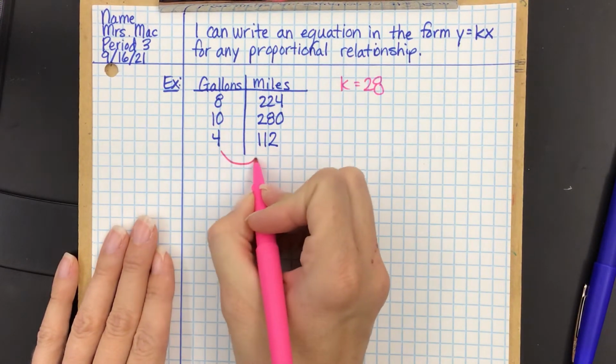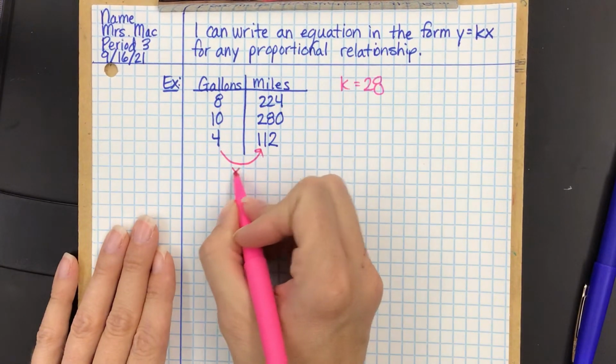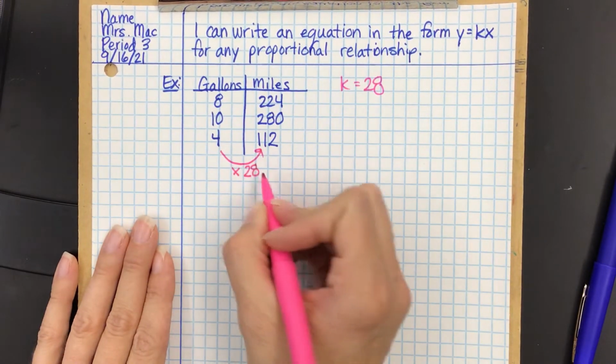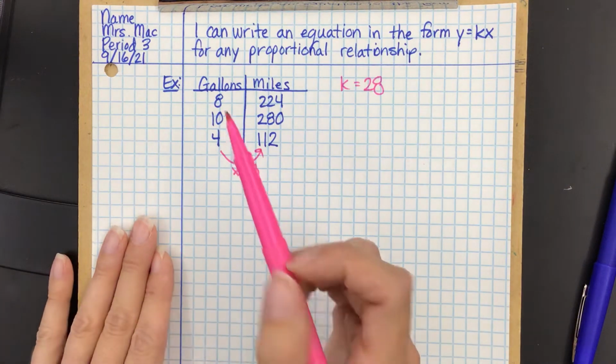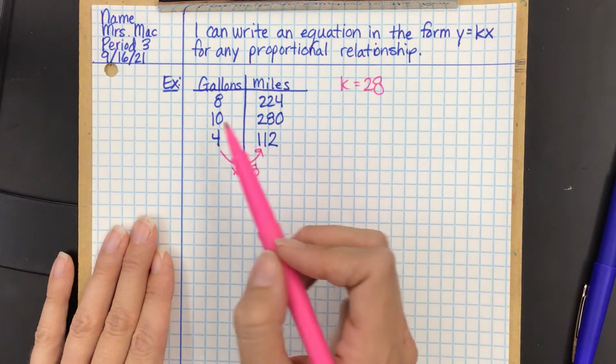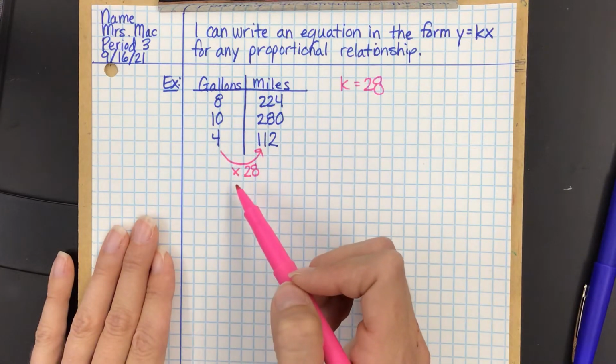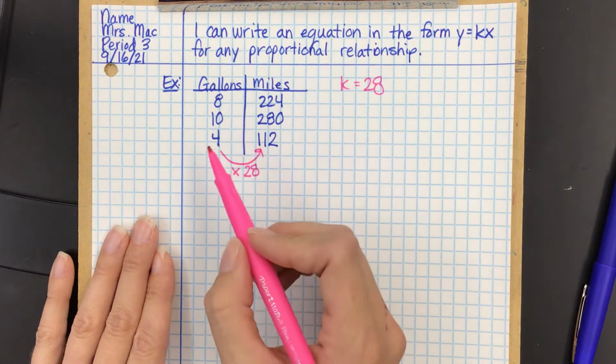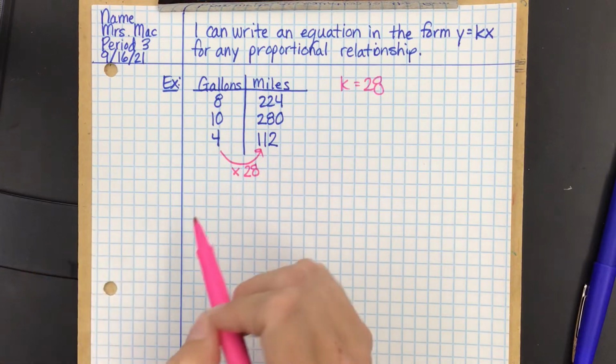Okay, so to go from this column to this column, we have to multiply by 28. And that makes sense, right? We're saying that we get 28 miles per gallon. That's our unit rate, our constant of proportionality. And to get from here to here, we have to multiply by 28.